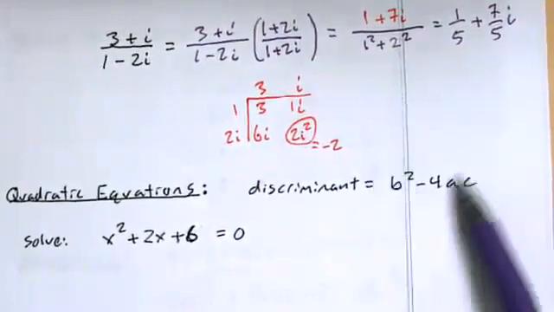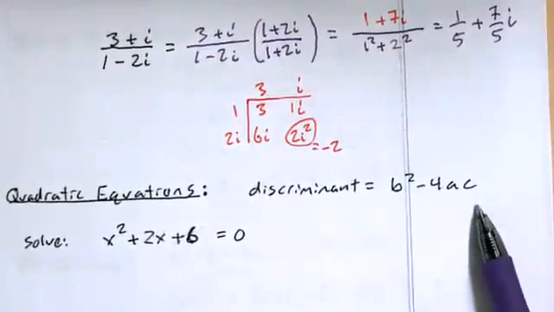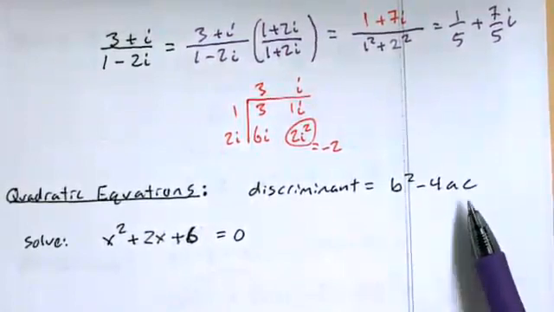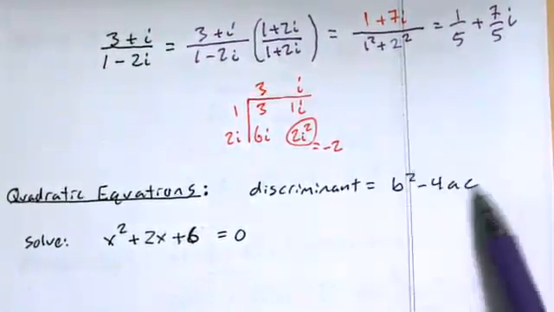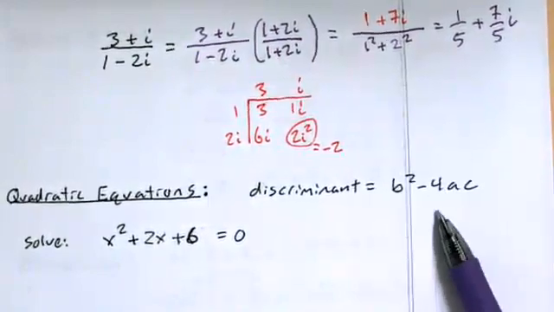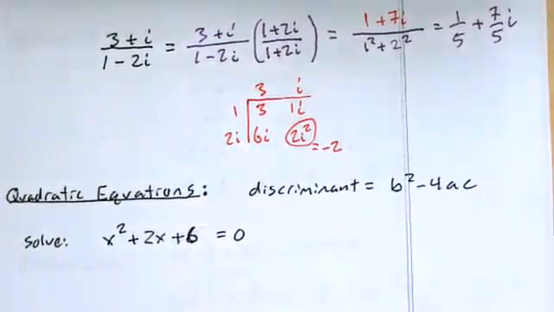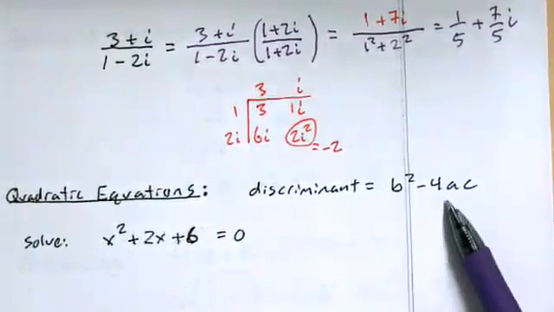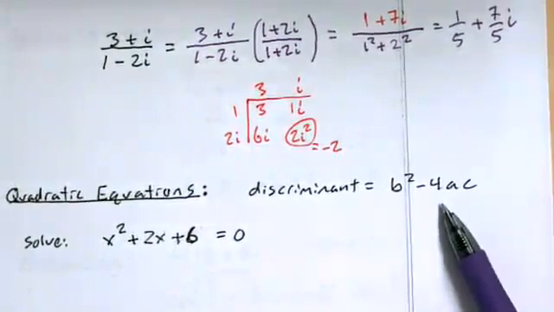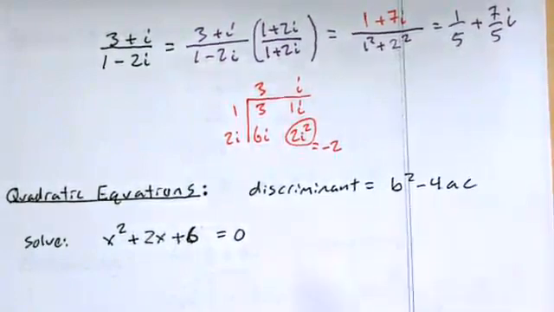If this is negative, are you going to get real answers or imaginary answers? Imaginary, because this is going to go underneath the square root, right? So you'd end up with two complex answers. If this is positive, then you've got a positive number under your square root, so you're going to get real answers. And if this is 0, you're going to end up with plus or minus the square root of 0, which means you're really only going to get one answer. It doesn't matter if you do plus or minus.